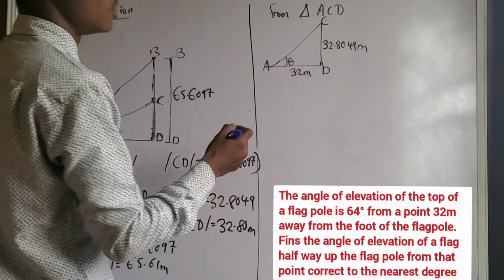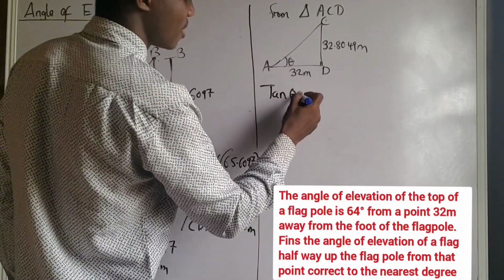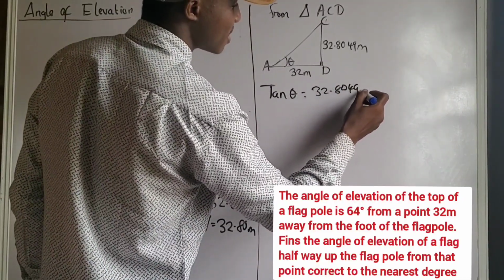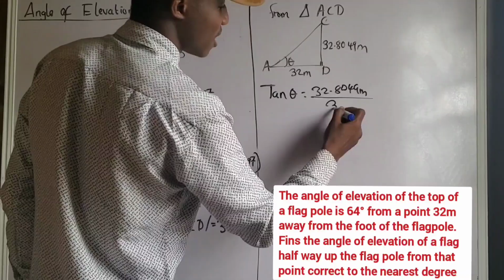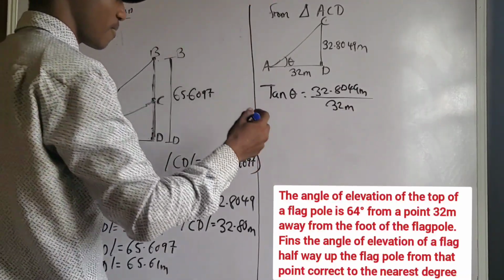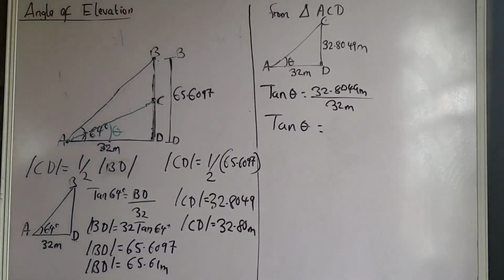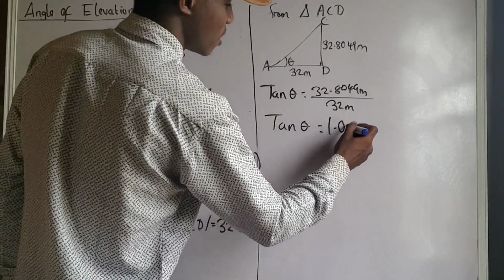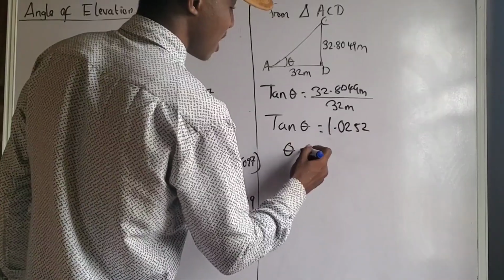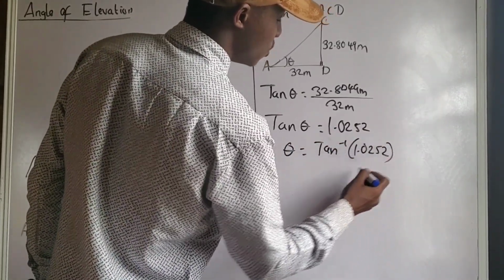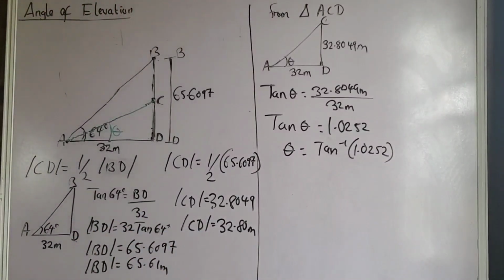All you have to do is just use tan. Tan theta equals opposite over adjacent. This is the opposite, 32.8049 meters, all over the adjacent, which is 32 meters. Tan theta equals 32.8049 divided by 32. That is 1.0252. Theta equals the tan inverse of 1.0252. So you can punch your calculator.